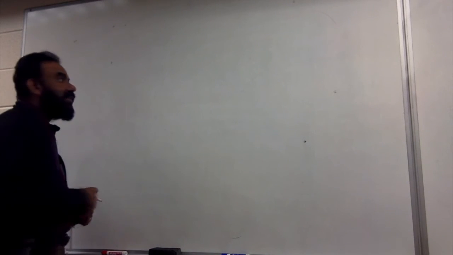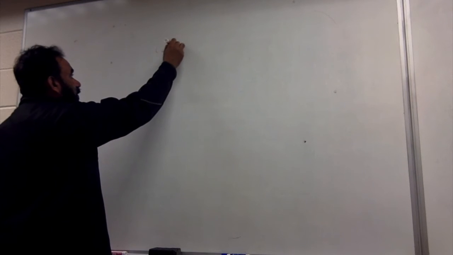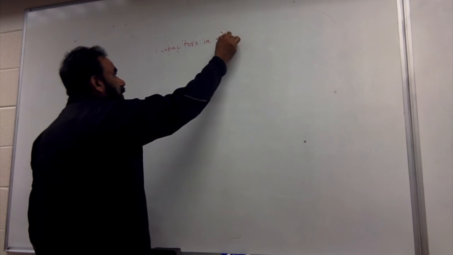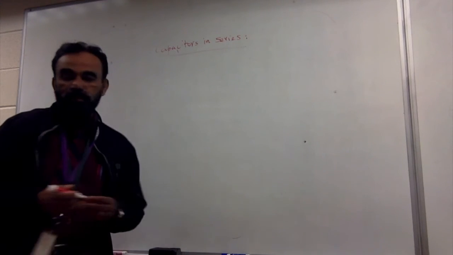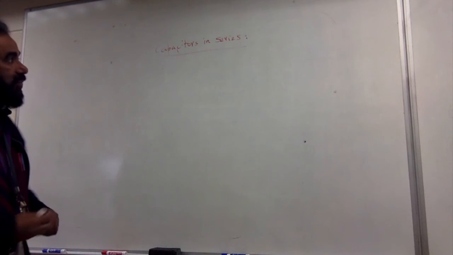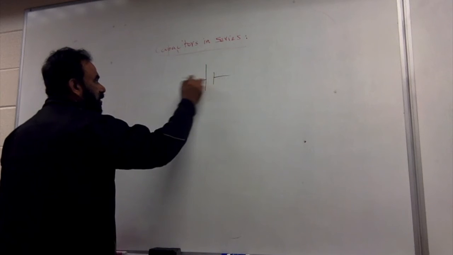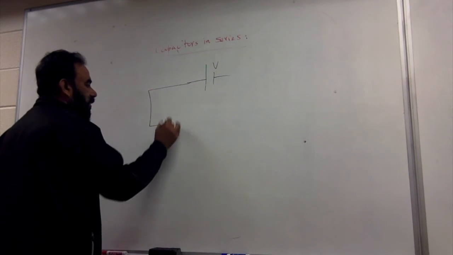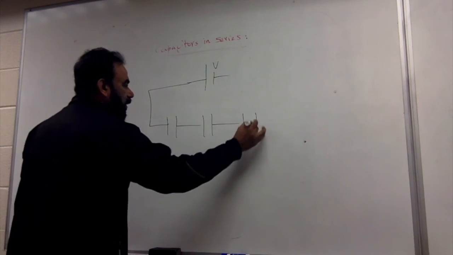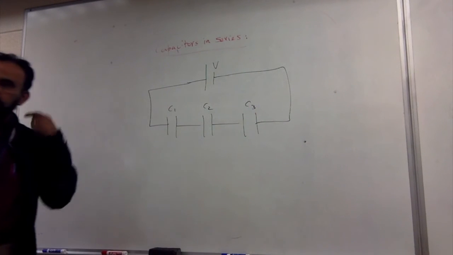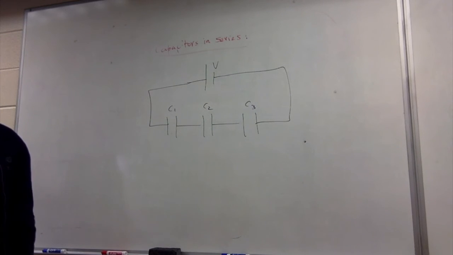Capacitors. Now we're bringing in capacitors into circuits. So when capacitors are brought into circuits, you can have capacitors in series. Let's talk about capacitors in series. So when you have capacitors in series, what do you mean by capacitors in series? So we have a potential difference applied to capacitors such as this, that, and that, C1, C2, C3. So we have 3 capacitors connected in series.